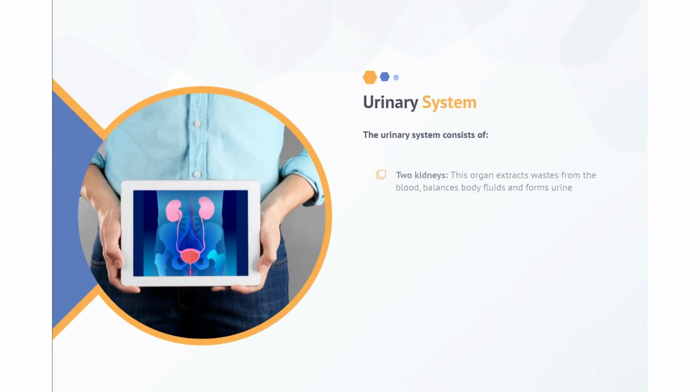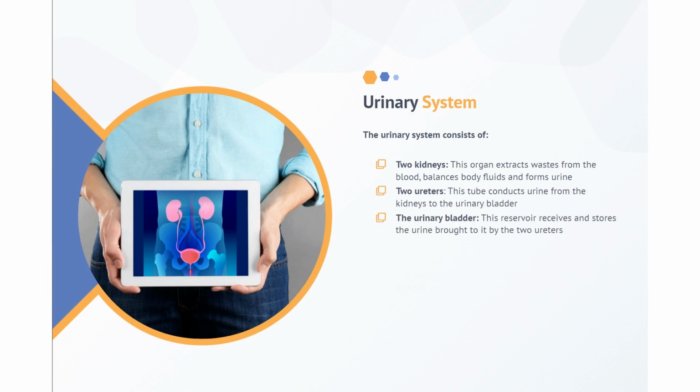Urinary system. The urinary system consists of 2 kidneys. This organ extracts wastes from the blood, balances body fluids and forms urine. 2 ureters. This tube conducts urine from the kidneys to the urinary bladder. The urinary bladder. This reservoir receives and stores the urine brought to it by the 2 ureters. The urethra. This tube conducts urine from the bladder to the outside of the body for elimination.